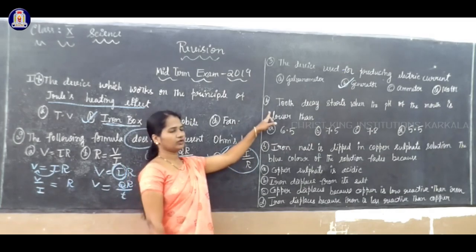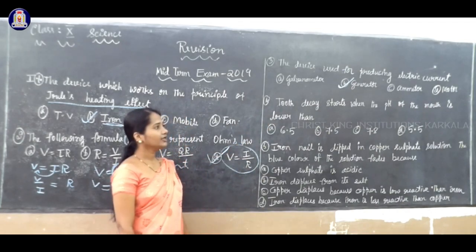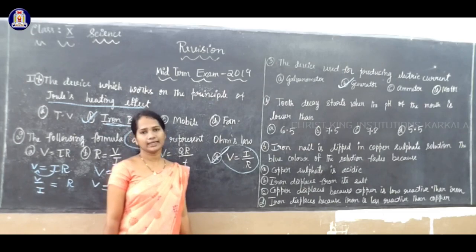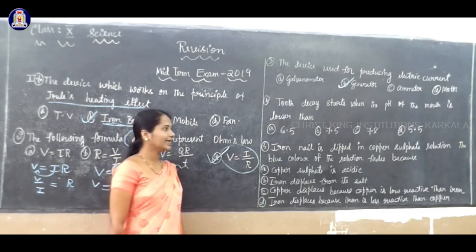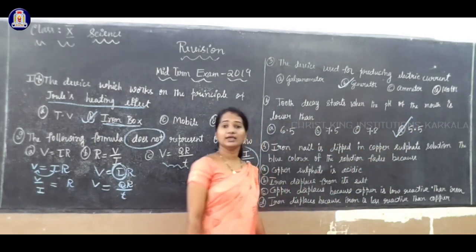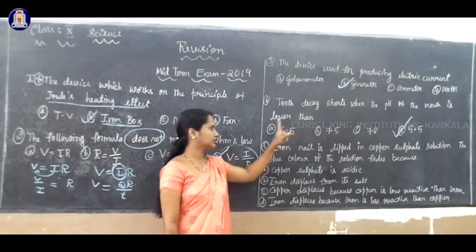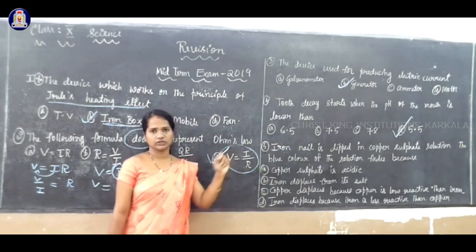Go to the next question. Tooth decay starts when the pH of the mouth is lower than, when the pH is less than, it is given in the notebook also. If the pH is less than 5.5, tooth decay starts. Go to the next question.